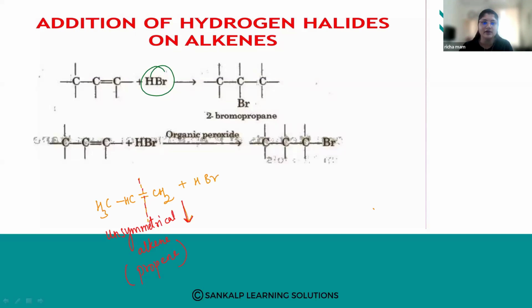How will you add this hydrogen halide across this unsymmetrical alkene? I'll remove the double bond. Now at one carbon, I have one hydrogen, and at the other carbon, I have two hydrogens. So where will I add hydrogen and where will I add bromine?